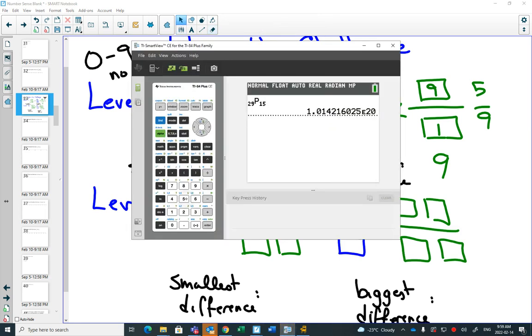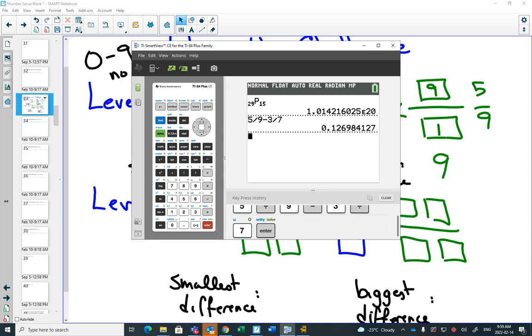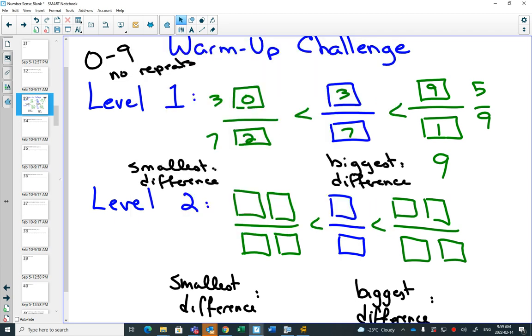If I want to figure out the difference, that would be 5/9 minus 3/7. 0.1269. So someone found one, 0.1269, which is pretty small. Is that the smallest one? We don't know. You'd have to check to see if you could find one bigger or smaller than that. Okay, level 2, just one answer for level 2 that works.